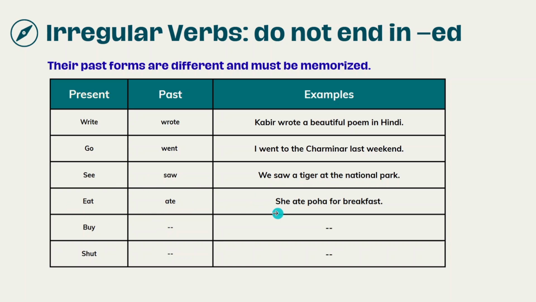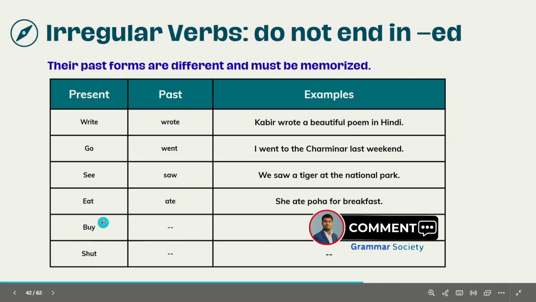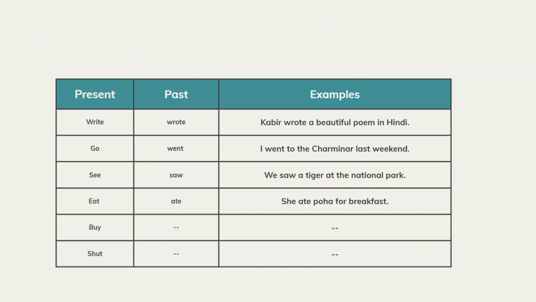Eat, ate. Now you give me the irregular forms, the past forms of these two verbs given below. Please write your answer in the comment box. So this is how you have to remember the irregular verbs because they do not follow the traditional rule of adding ed to make the past form, right? So this is a challenging part for beginners because you have to remember all the verbs.